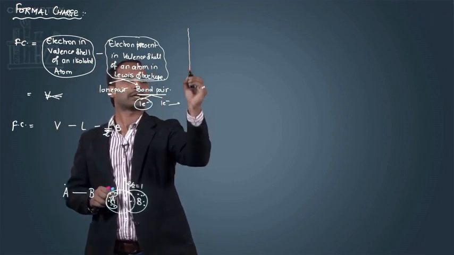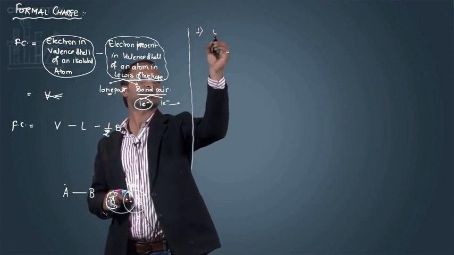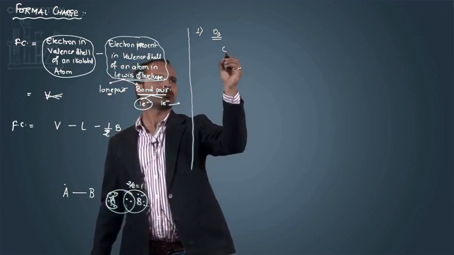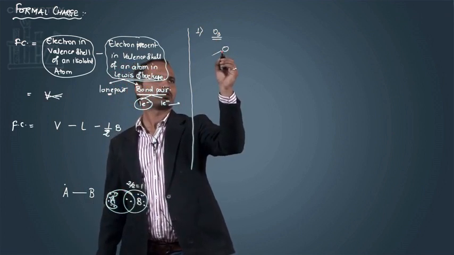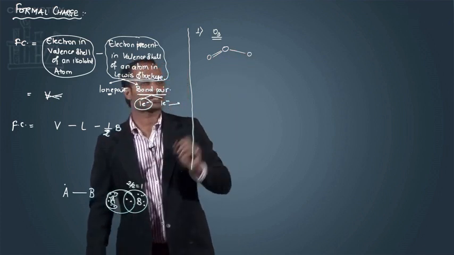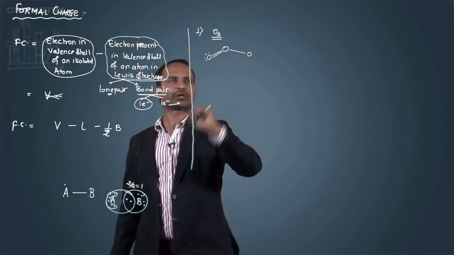Now let us calculate the formal charge for certain molecules. The first one I am considering is the ozone molecule, that is O3. The Lewis structure for the ozone molecule is O. In this case, this oxygen is forming 2 bonds. Both the bonds are purely covalent.